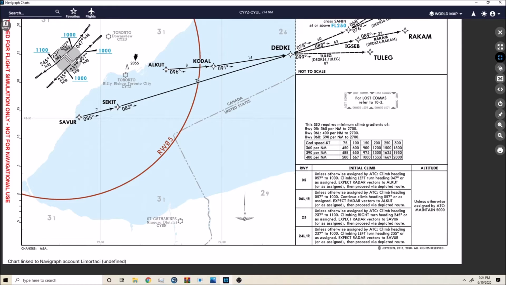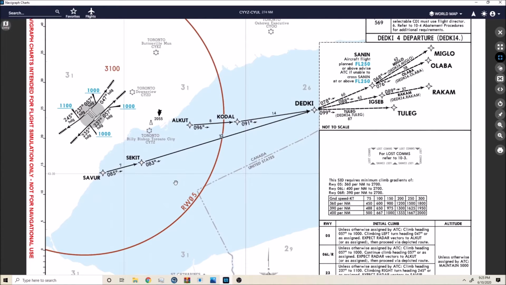So the departure will go like this: 24 right, take off, to 1,000, maintain 237 degrees, 1,000 feet. Then it's a left turn to 235 degrees, climb to 5,000 feet. By this point, you'd be talking to Toronto departure, crossing maybe about 3,000 feet in your climb to 5,000, and they'd usually get you higher and start turning you on to SAVOR. So that's how to get your mind in the picture, in the view there.